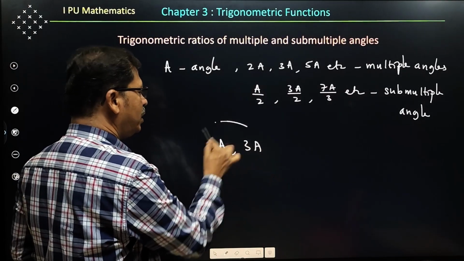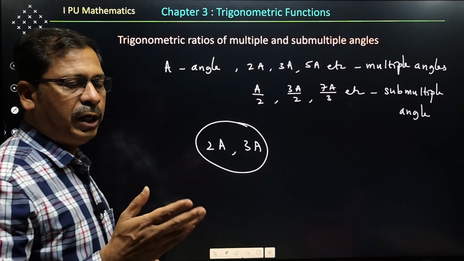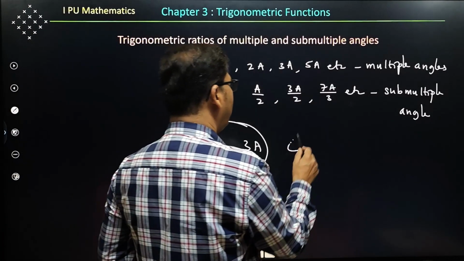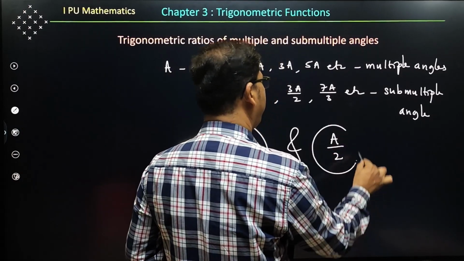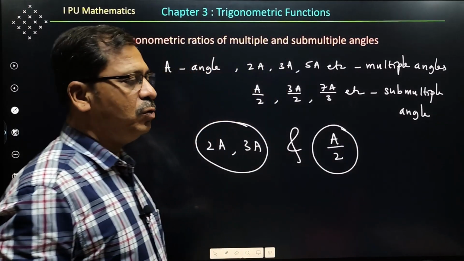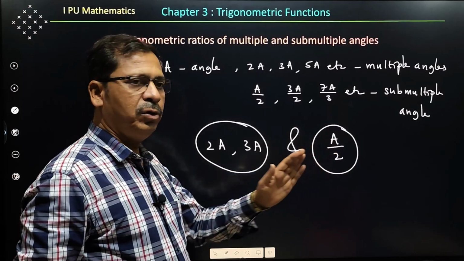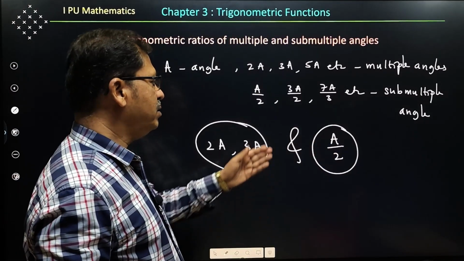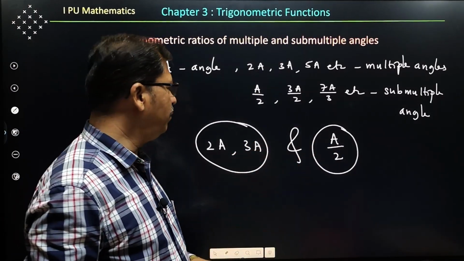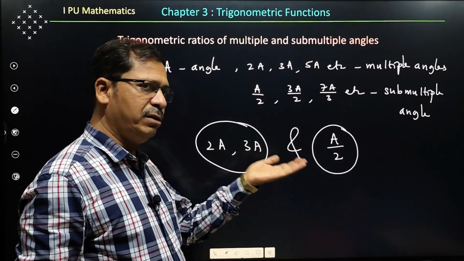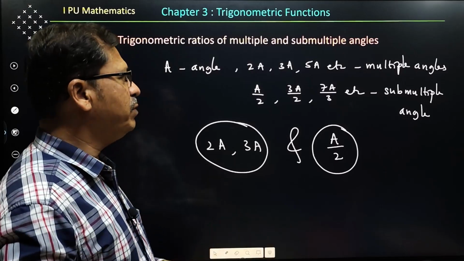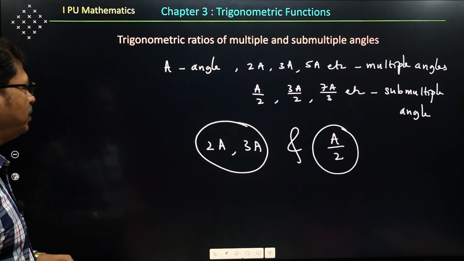You are bound to study the trigonometrical ratios of 2A and 3A, and you are concerned with the ratios of half angle, that is A by 2. So one submultiple angle A by 2 ratios you are going to study, that is sin A by 2, cos A by 2, etc. Sin 2A, cos 2A, tan 2A, sin 3A, cos 3A, tan 3A, etc. So such links we are going to study in this concept here.